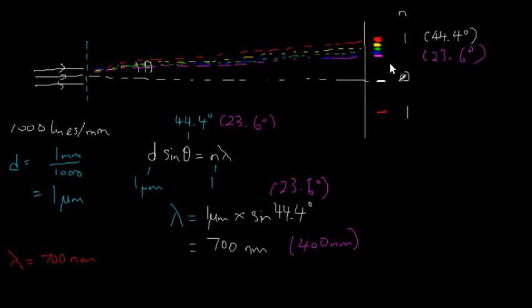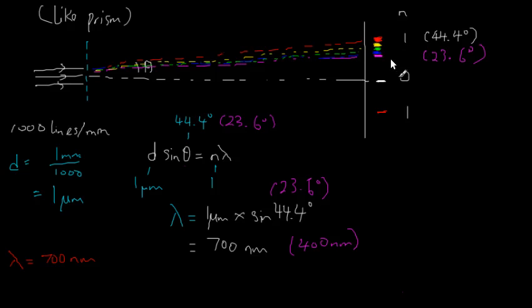Okay, so what do we have now? We have the grating acting as if it's like a prism, right? So that's an interesting one. This is like a prism. It's behaving like a prism. It splits up the light into the colors of the rainbow.